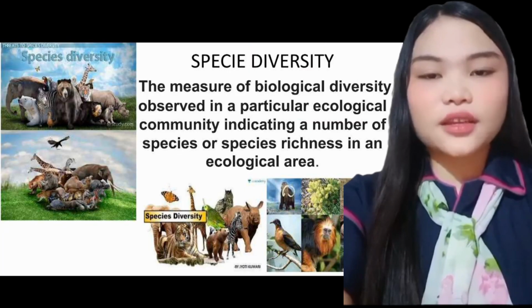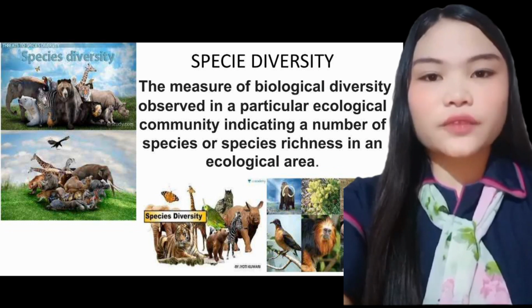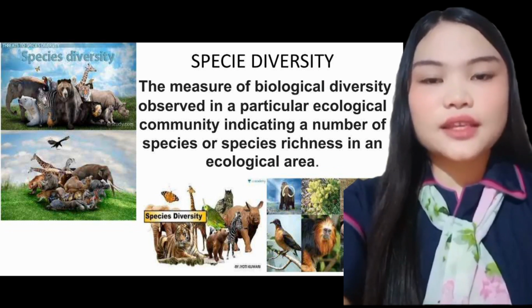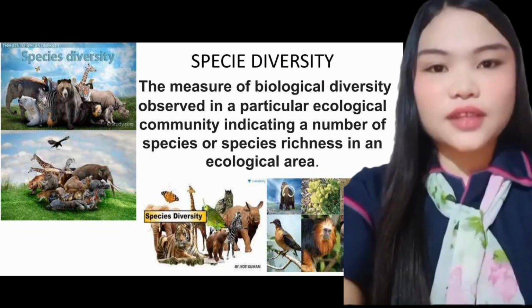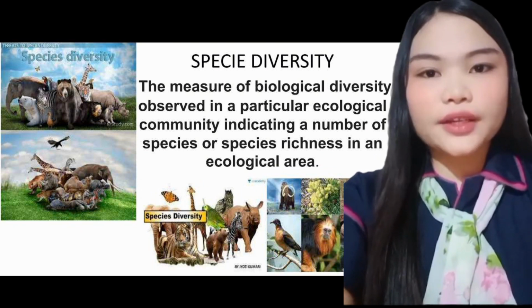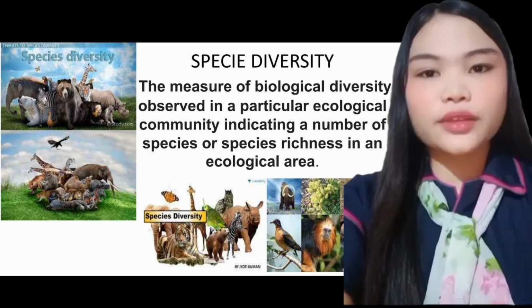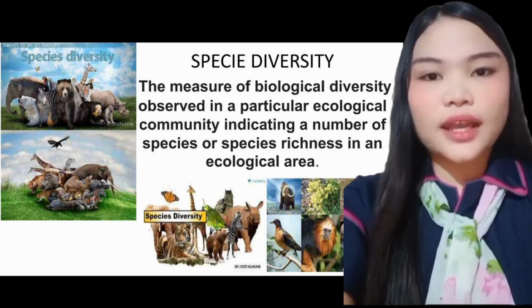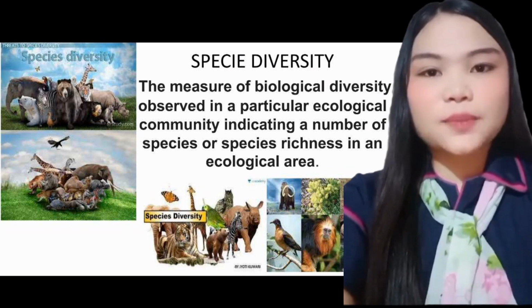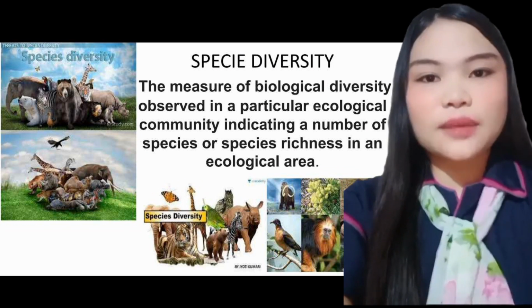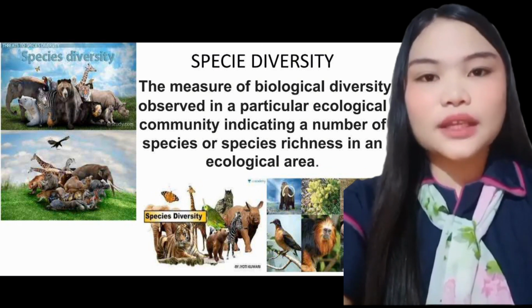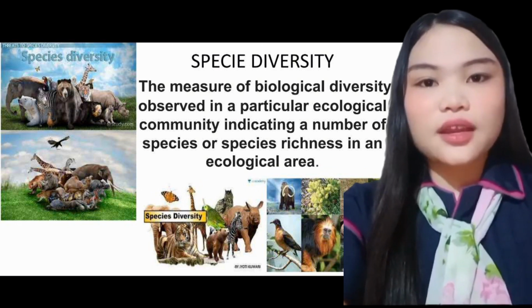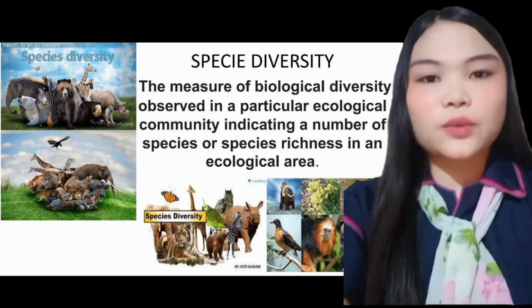Species diversity refers to the variety of different species that exist within a particular ecosystem or on Earth as a whole. It is a measure of the richness and abundance of different types of organisms, including plants, animals, fungi, and microorganisms. Species diversity is influenced by factors such as habitat availability, climate, and interactions between species.